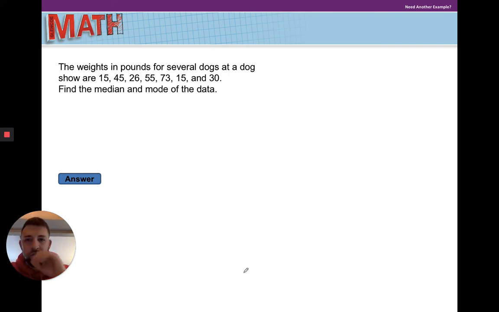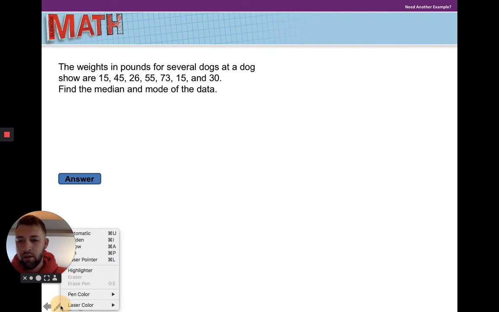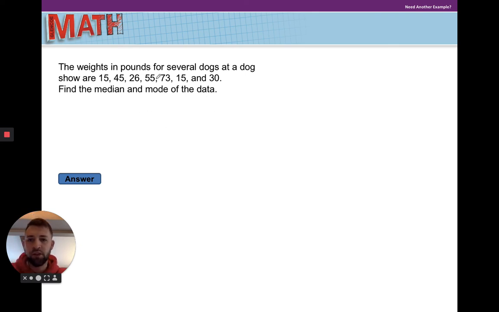All right, last one. Smaller numbers, which will be good. So here we go. Find the median and the mode of the pounds of how much dogs weigh. Okay, so 15, 45, 26, 55, 73, 15, and 30. Let's go ahead and organize these from least to greatest. My smallest number is 15. Notice that I have 2 15s.